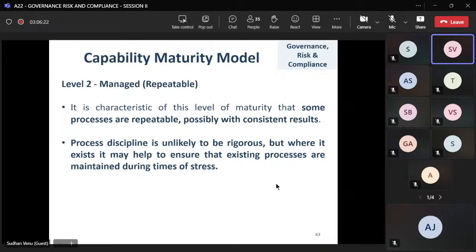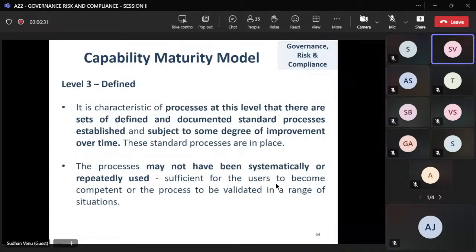Then process discipline is unlikely to be rigorous, but where it exists it may help ensure that the existing processes are maintained during times of stress. The third one is defined: documented standard processes established by the organization, subject to some degree of improvement over time, and they may not be used systematically or repeatedly.